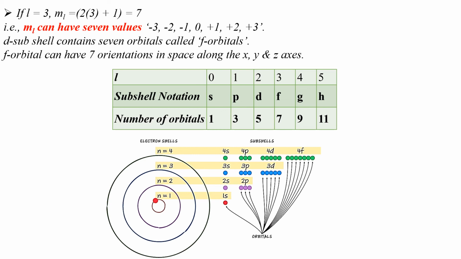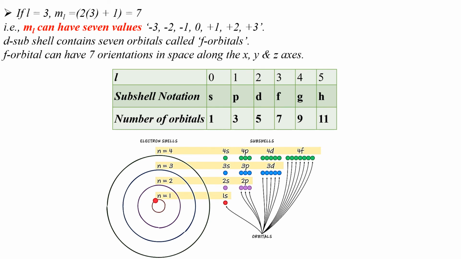Now look at the tabulation. In the first row the values of L are given, in the second row the corresponding subshell notation is given, and the last row tells you about the number of orbitals that each subshell can possess. So if the value of L is 0, 0 stands for S subshell and it can have 1 orbital. This we found out from the value of ml.